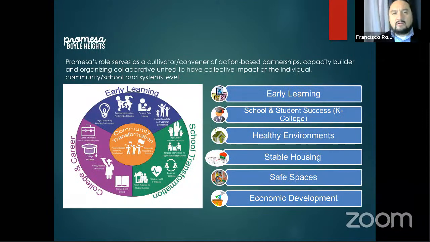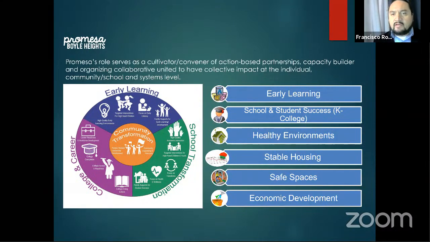So just briefly, who is Promesa? Promesa, we are a cultivator, convener of action-based partnerships, a capacity builder, and organizing collaborative, united to have collective impact at the individual, community, school, and systems level. We have teams working in several different schools in Boyle Heights, all with the framework of working with partner agencies, parents, and students to make the impact from cradle to career, ensuring that we provide the best opportunities for the children and our families in Boyle Heights.